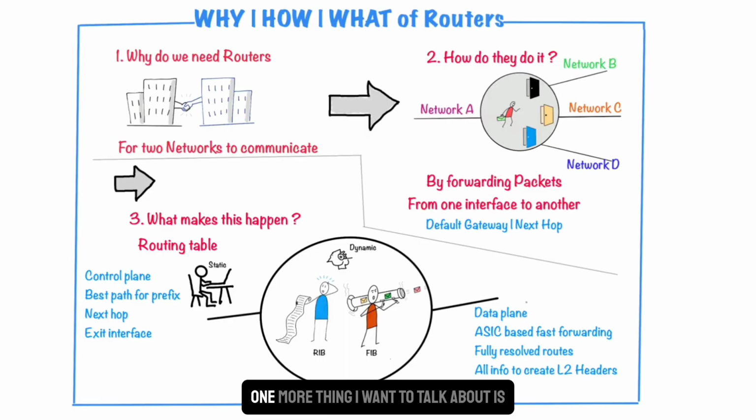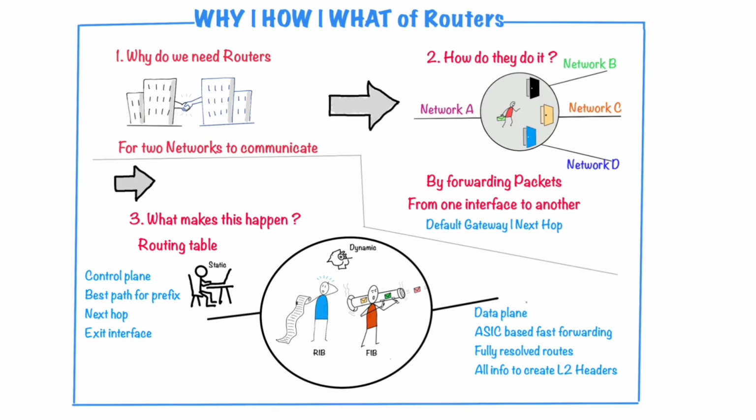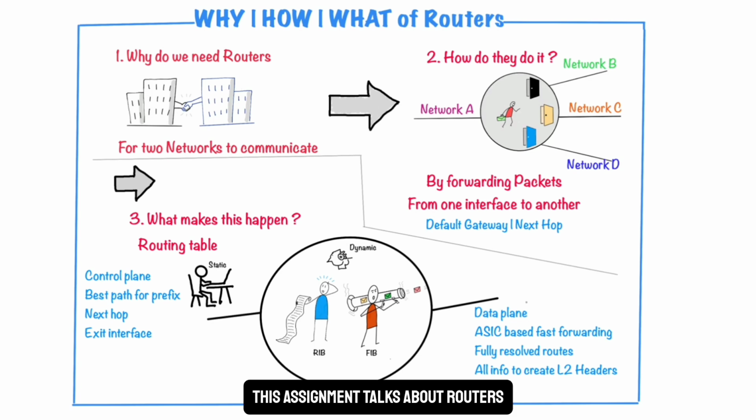Perfect. One more thing I want to talk about is that this assignment talks about routers. What does a router do? Why do I need a router? And how does a router do what it does? So first of all, why do I need routers? If I have two different networks and they need to talk to each other, I need a router, or a layer 3 device, that can map you from one LAN to another LAN. How does a router do it?